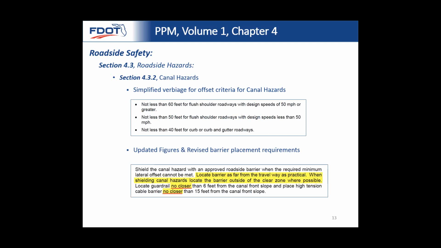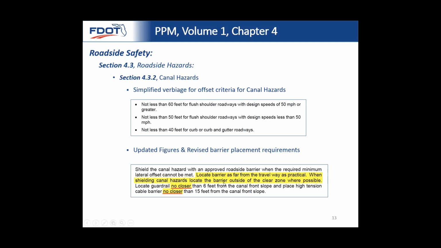Some of the other predefined hazards that we include within our criteria, one of those is referred to as canal hazards. We didn't significantly change how we define these in these updates. The only thing we tried to do was simplify some of the verbiage for the offset criteria for canal hazards, and that was basically just bulleting these different definitions for different facility types, whether it be flush shoulder or urban curb and gutter. Before, this was written into paragraph form, and it was hard to dissect out exactly what the different thresholds were, so we just bulleted those items to make it easier to follow.